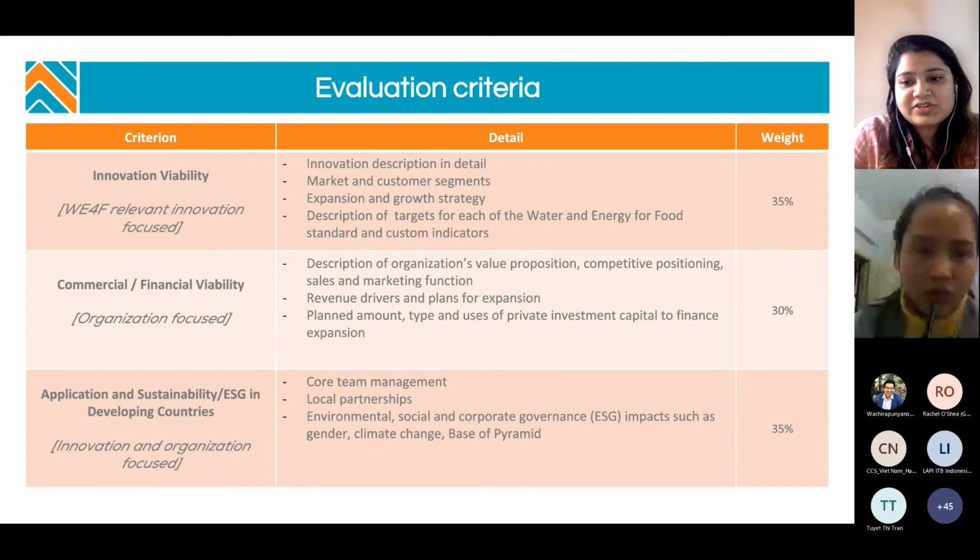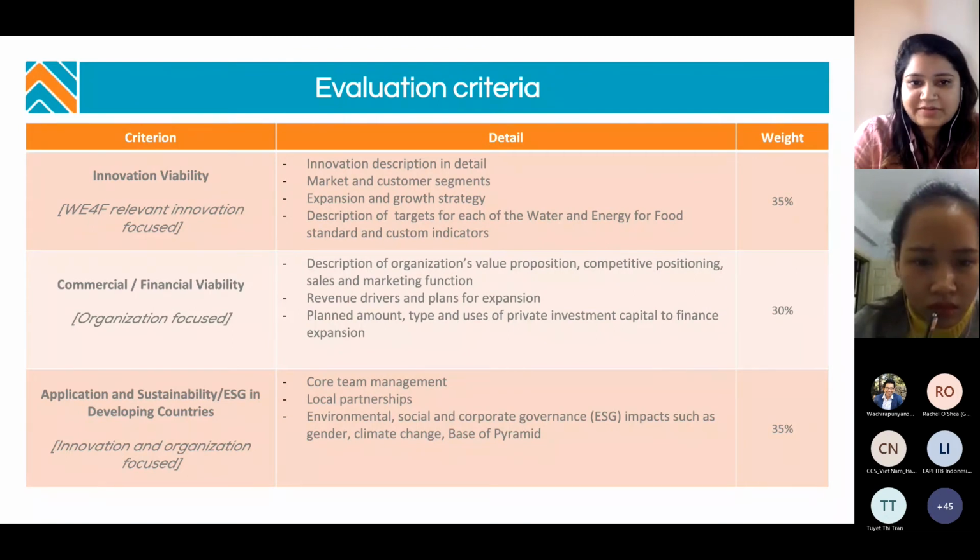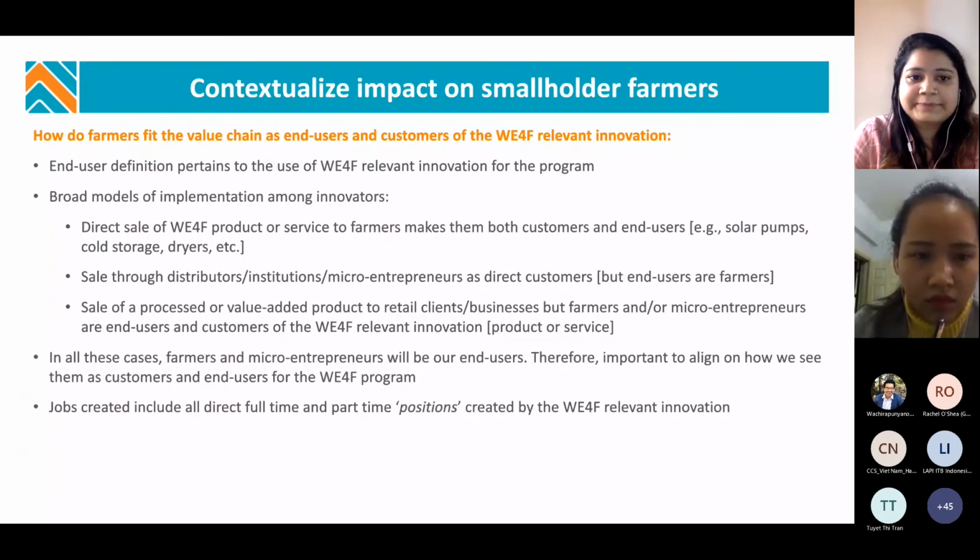Whereas the commercial and financial viability section would be broader. It would focus, of course, on the innovation, but also on the organization as a whole. When you read through these questions, you will get a sense of how this is responding to the organization. And then the final section on ESG would look at both the organization, because there are a lot of initiatives or interventions you'd be doing or policies you might have in place as an organization, and then some of them might be very specifically relevant to the innovation. So I just wanted to give this larger perspective to you while you're answering these questions.